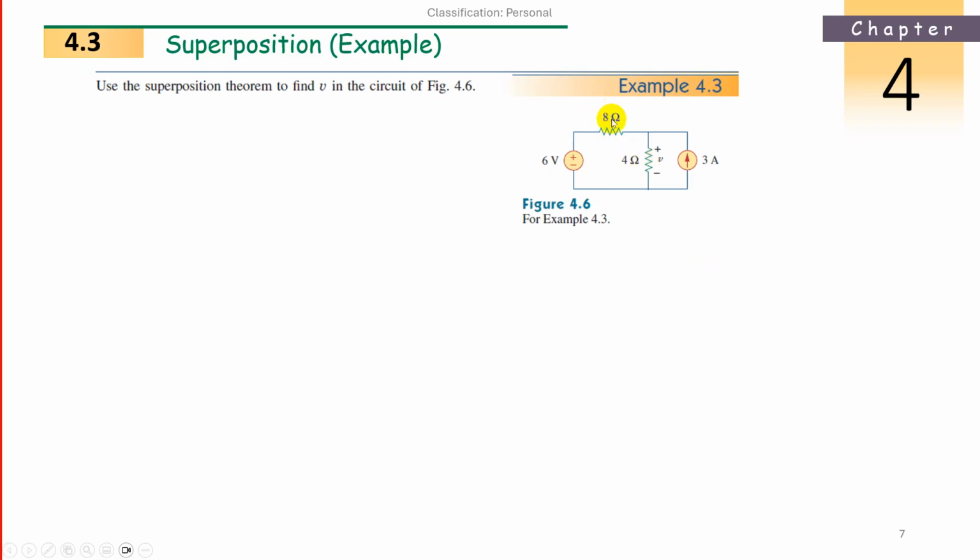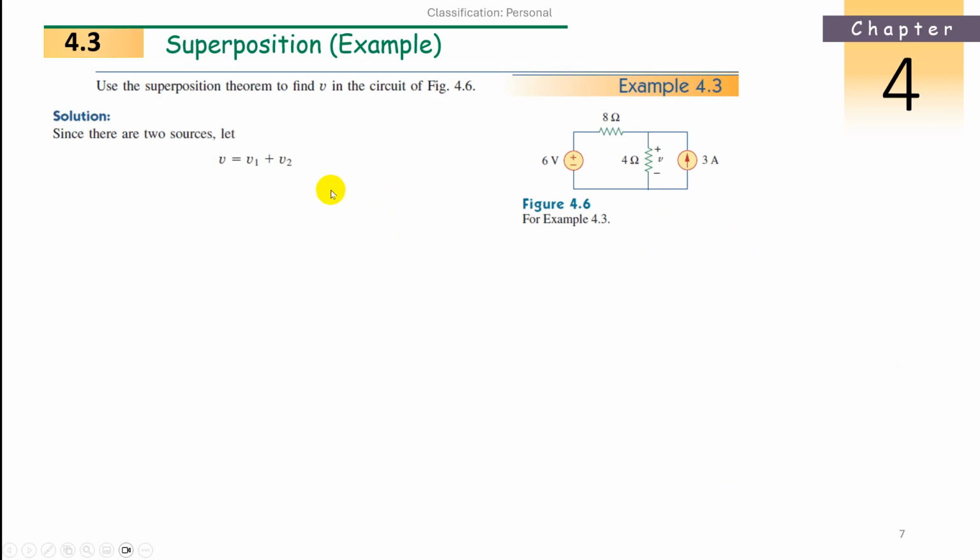So the other resistance is nothing but 8 divided by 12. 8 divided by 12 multiplied by 3, you will get 2 amperes. So 2 into 4, 8 volts will be the second. Now together it will be previously 2 and here 8, so the total is 10 volts.